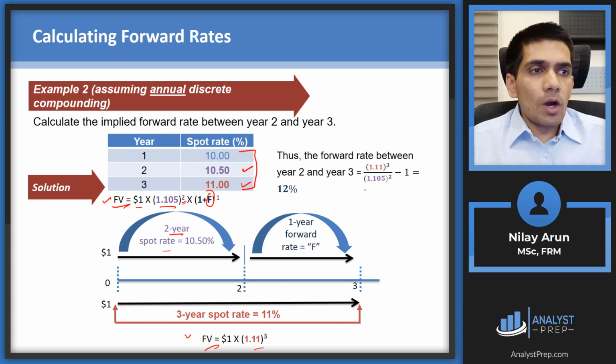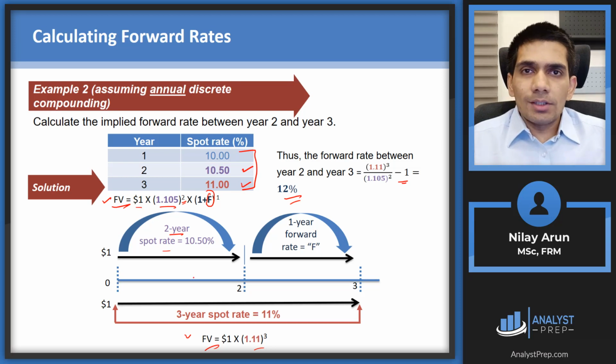So 1.11 cube over 1.105 square goes into the denominator. Again, you've calculated 1 plus F. So in order to calculate F, you need to subtract the 1 here. And that again gives you 12%. That's exactly the same answer that you got using the formula as well.